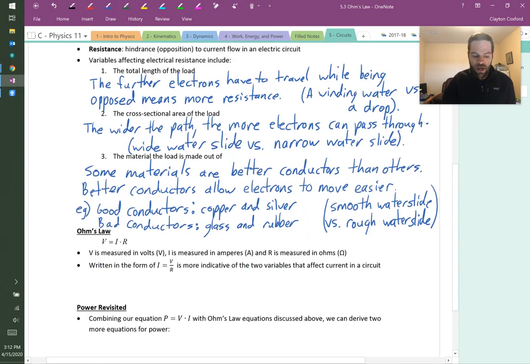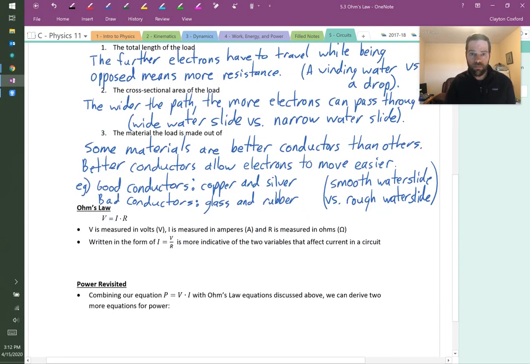Okay, now let's get to Ohm's law. Ohm's law is the relationship between the voltage, the current, and the resistance in a circuit. The voltage being how much energy per charge the particles in a circuit are getting, current being the flow of charges in a circuit, and resistance being that hindrance to the flow.